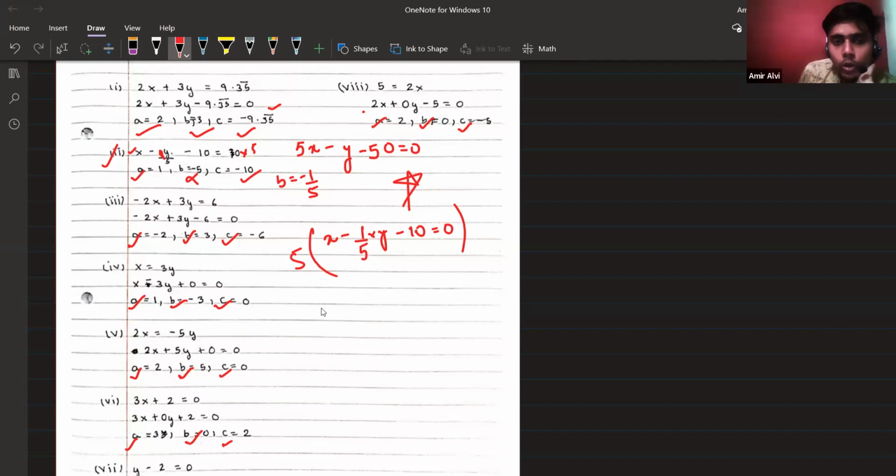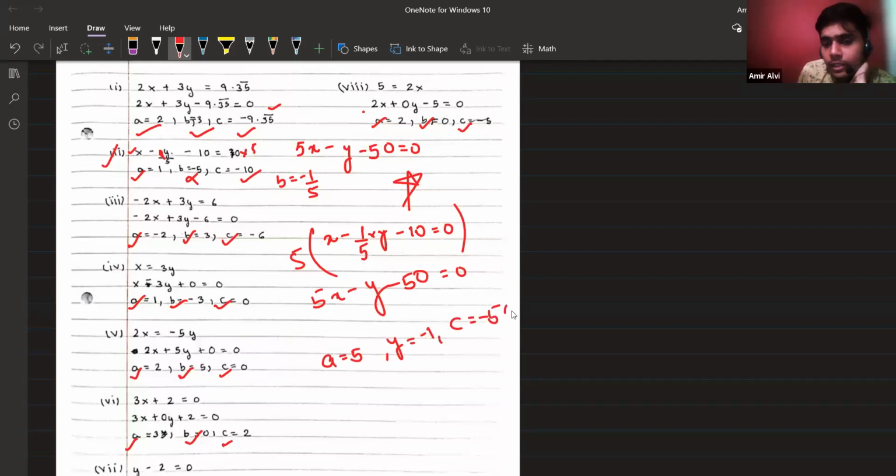So you can also write this equation as 5x minus y minus 50. In that case, your a will be 5, b will be minus 1, sorry, and c will be minus 50. Got it? Any doubt? No. Now clear? Yes. Okay.